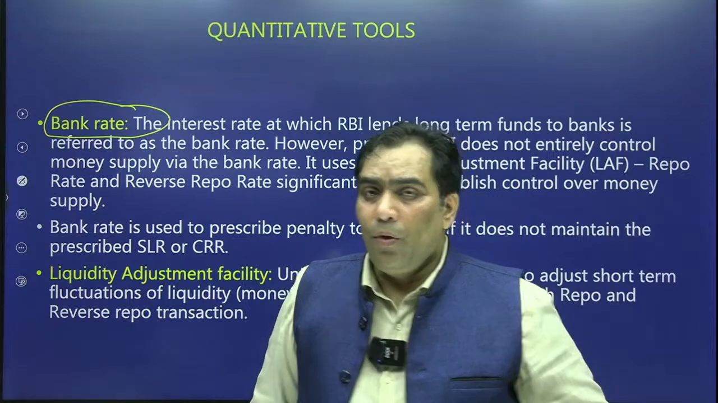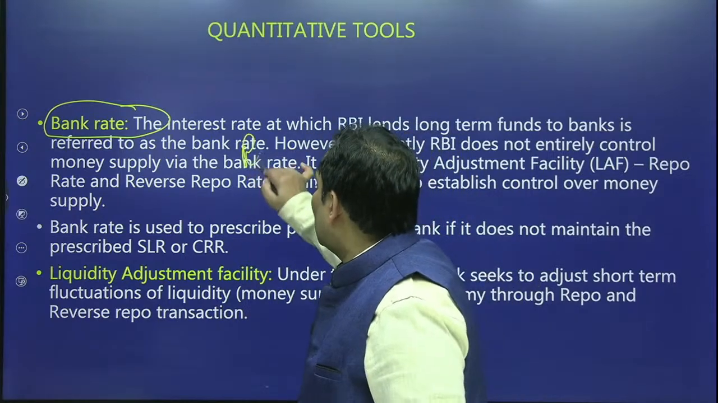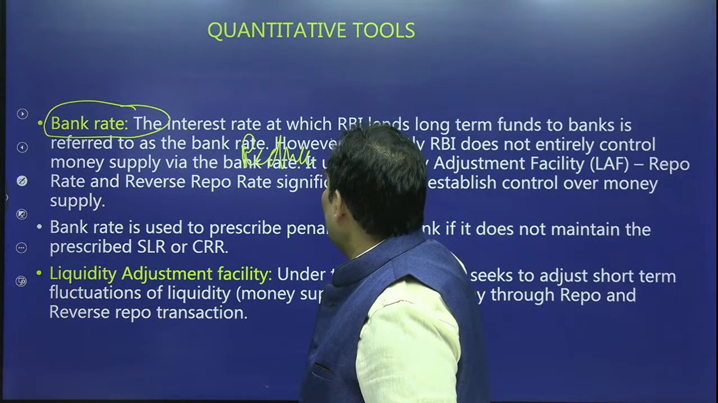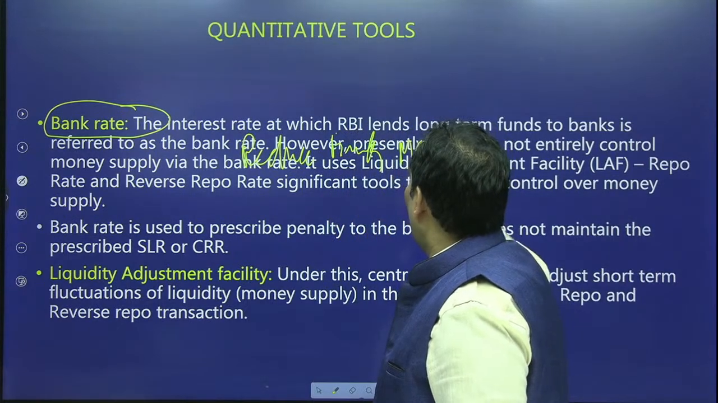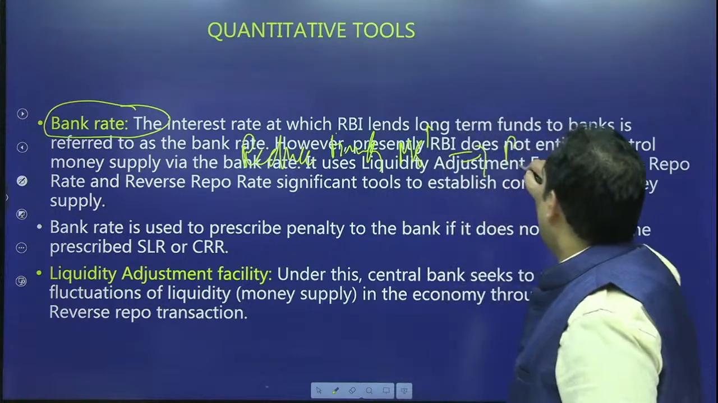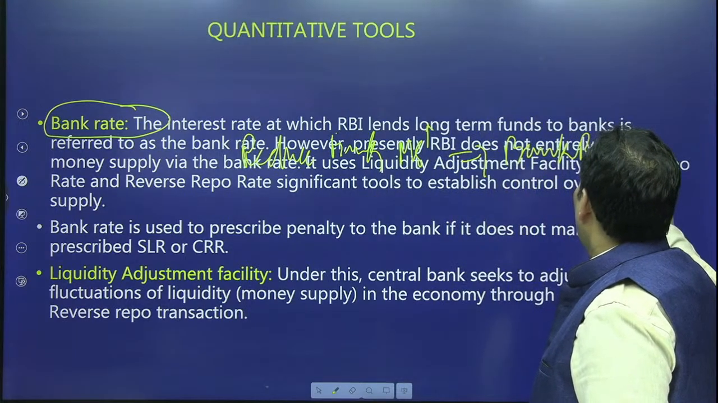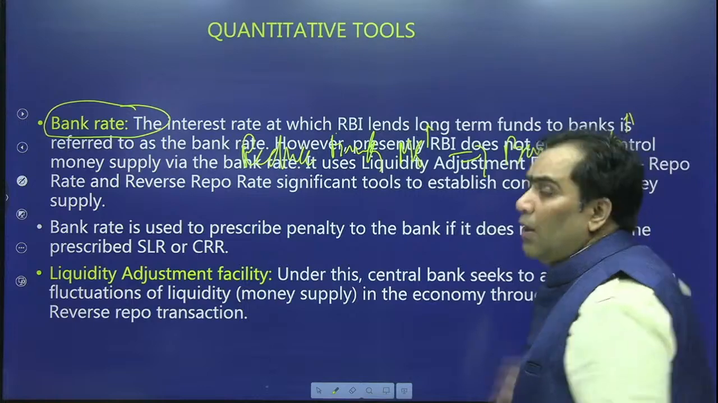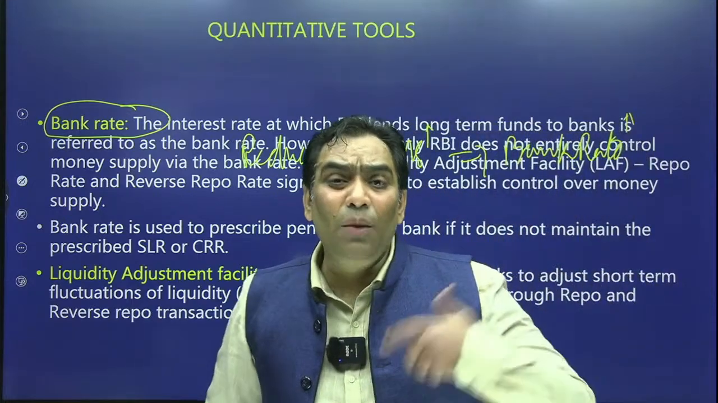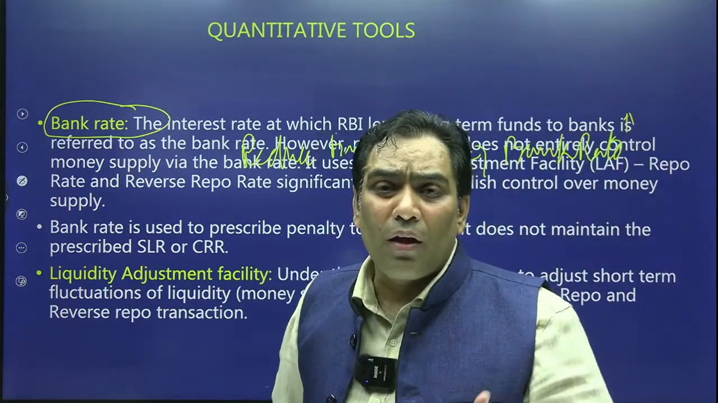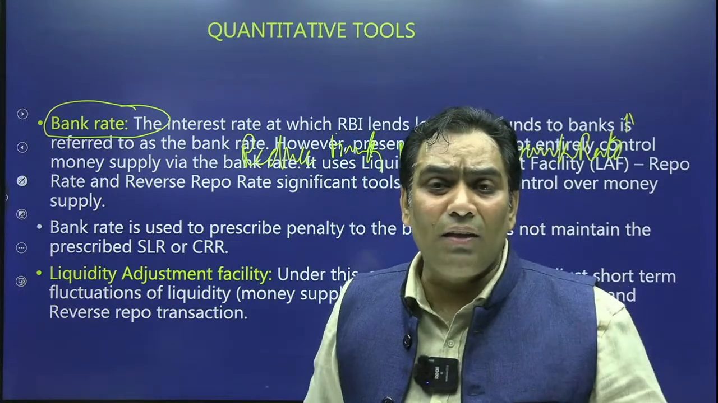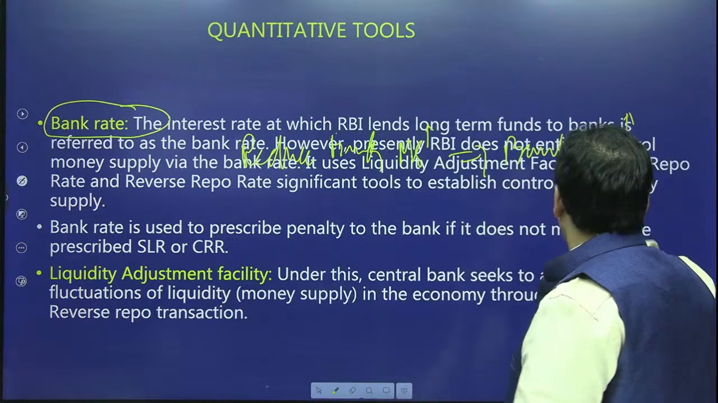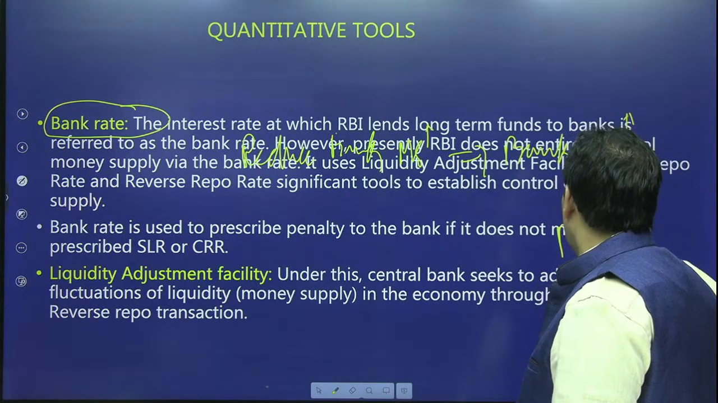So when RBI wants to reduce money supply in the economy, they increase the bank rate. When they increase the bank rate, the cost of borrowing for commercial banks increases, which demotivates them to take borrowing, which decreases the money supply.